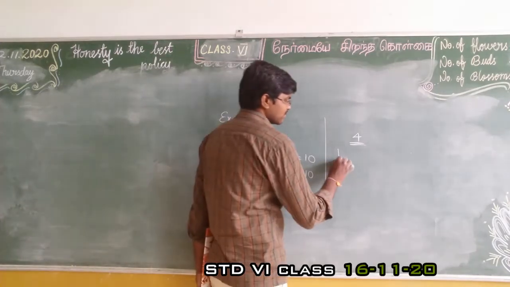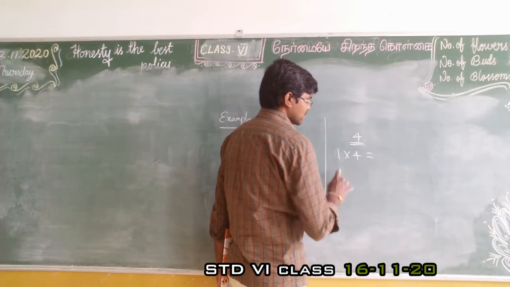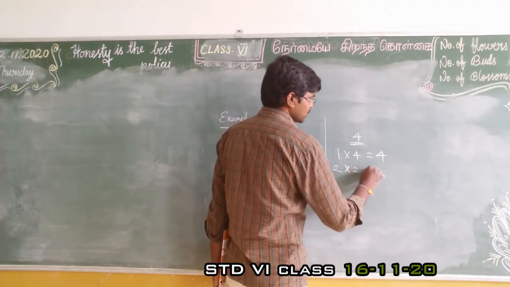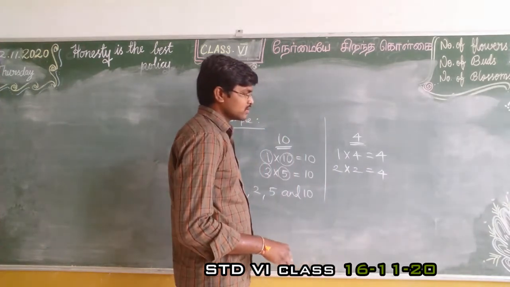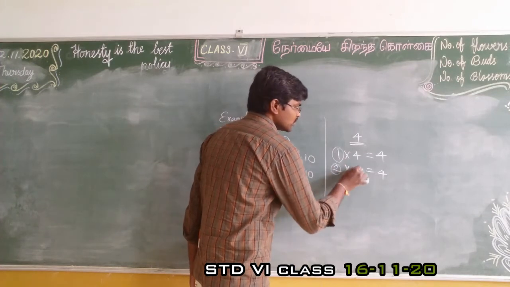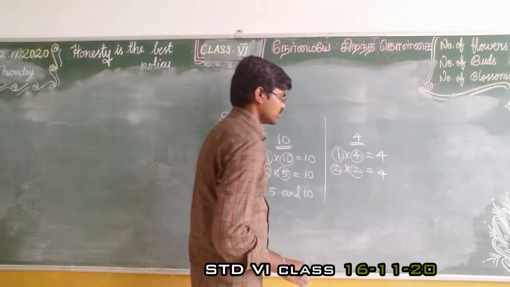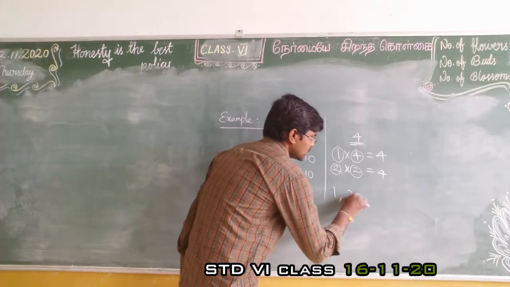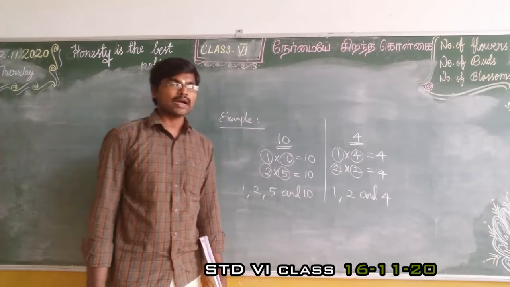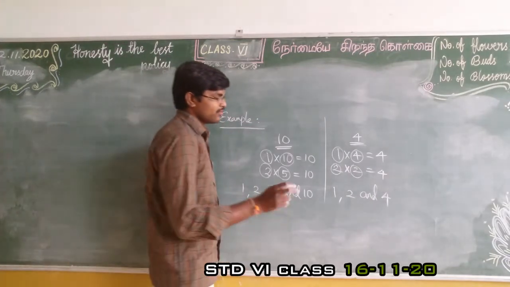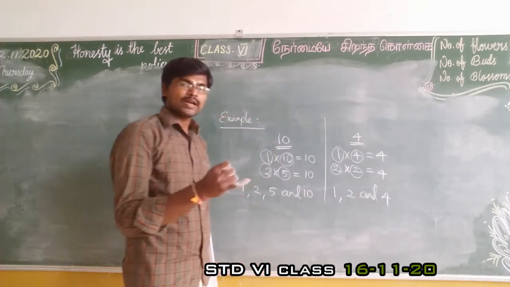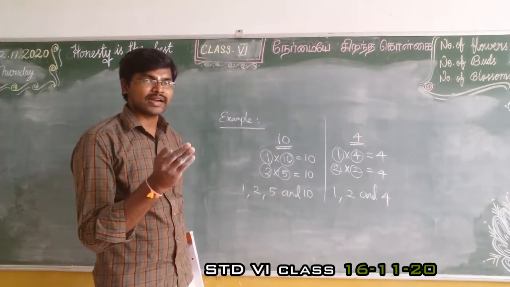So here we have a factor 1 into 4, that is 4. Next 2 into 2, 2 2s are 4. So that's all, right? What are the factors? 1, 2, again here 2, here 4. So what are the factors? 1, 2 and 4. So we have the factors of 4 as 1, 2, 4. Totally 3 factors, right?